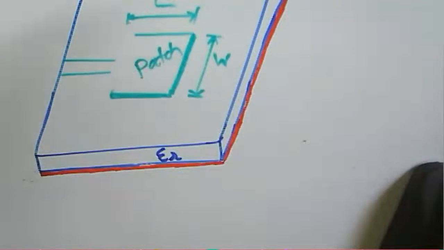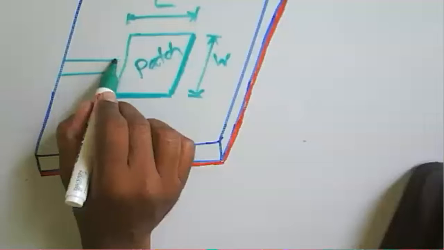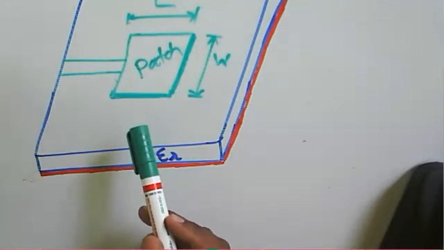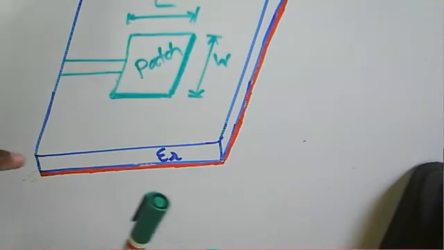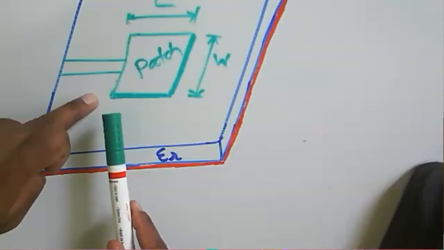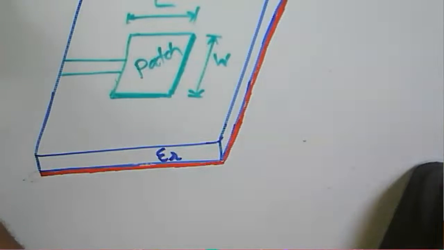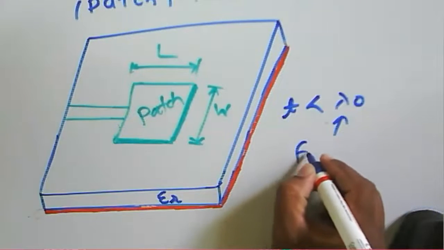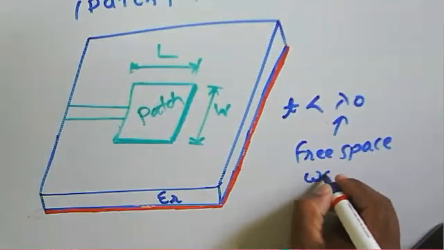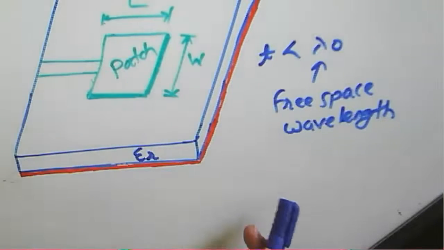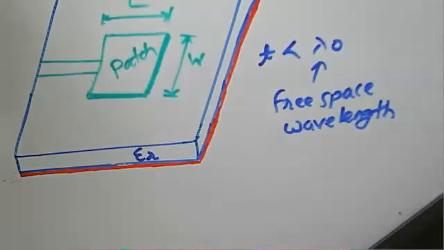Now, if you see the thickness of your particular patch, generally in a microstrip antenna the thickness of the microstrip patch is very, very thin. That thickness is very much less than the free space wavelength. In other terms, the thickness t is much less than lambda zero, and lambda zero is nothing but the free space wavelength. That is the factor for the thickness of the microstrip patch.